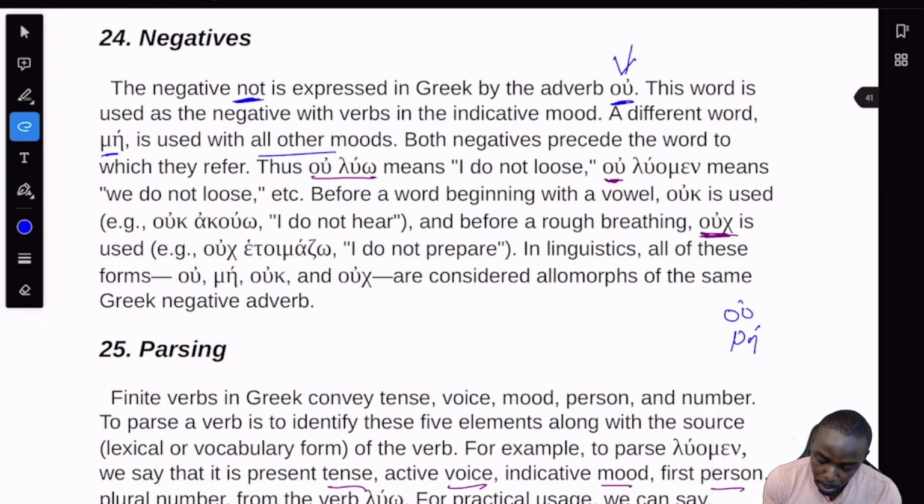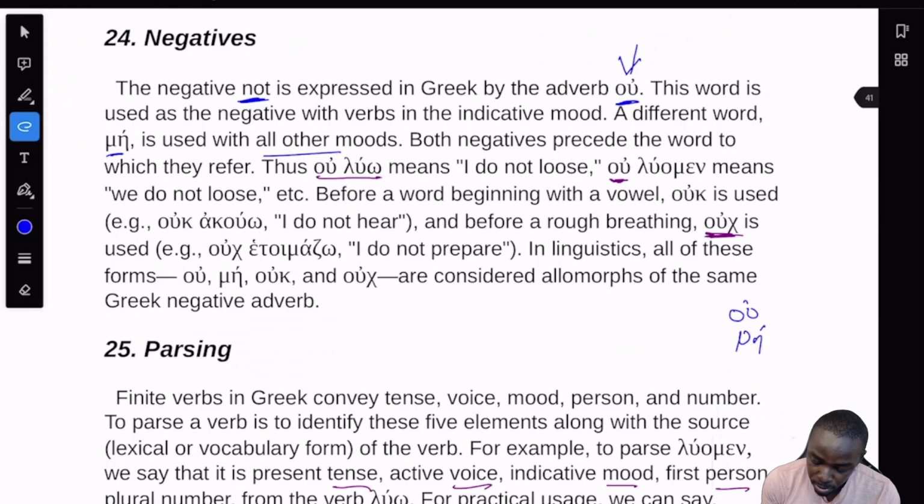So both negatives precede the word to which they refer. So ou luo means I do not lose. Ou luomen means we do not lose, etc. So ou lueis, you do not lose. All right? Second person singular.